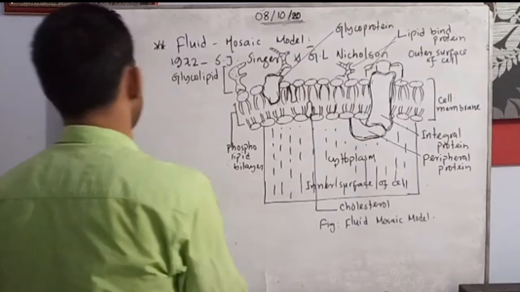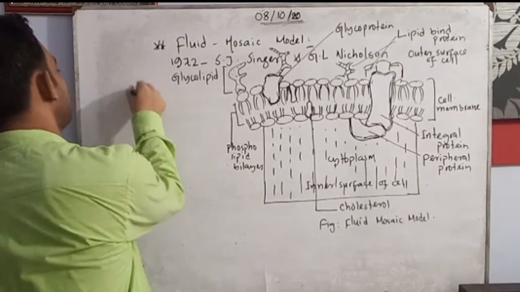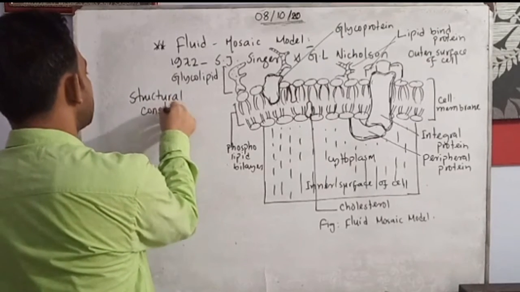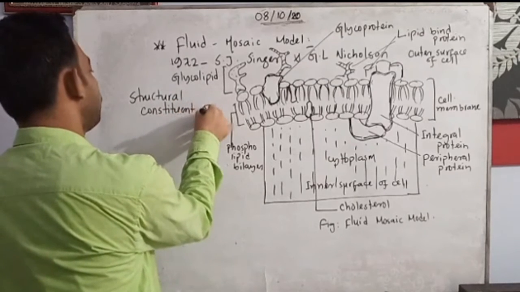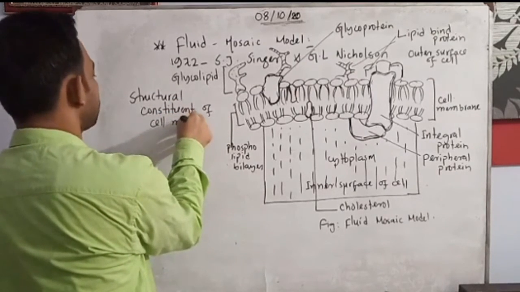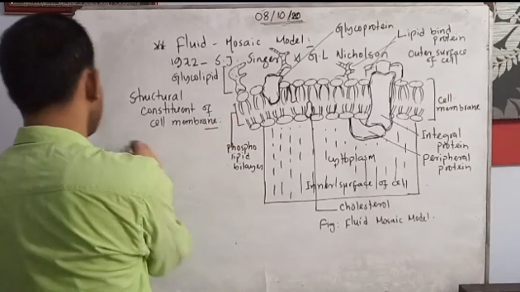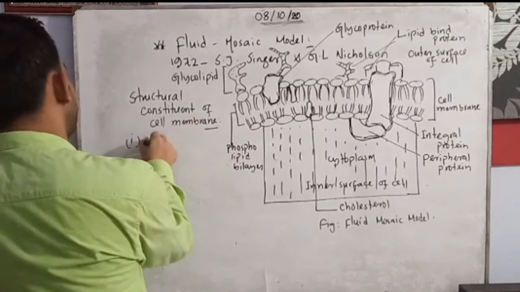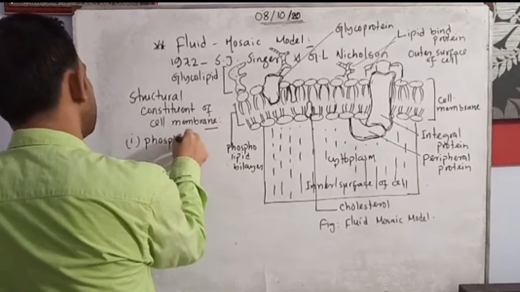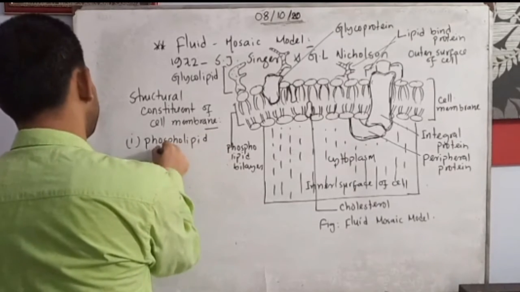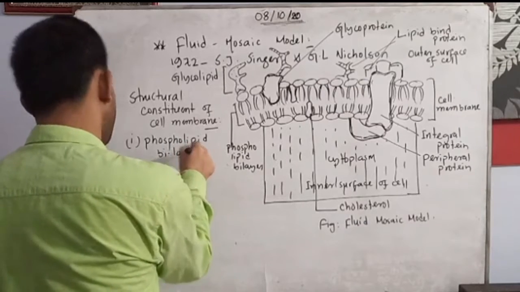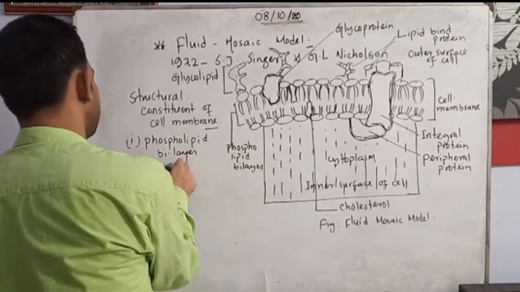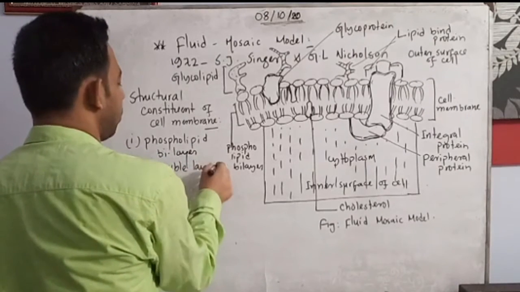The structural constituents of the cell membrane or plasma membrane, according to this model. Number 1, phospholipid bilayer. What we have written is phospholipid bilayer. Bilayer means it is double layered. Phospholipid bilayer is the first one, double layered.